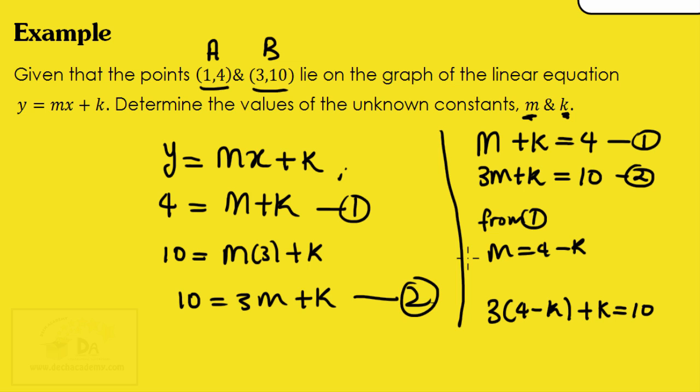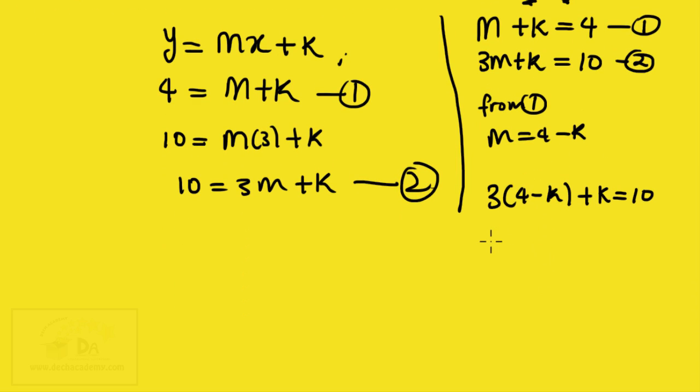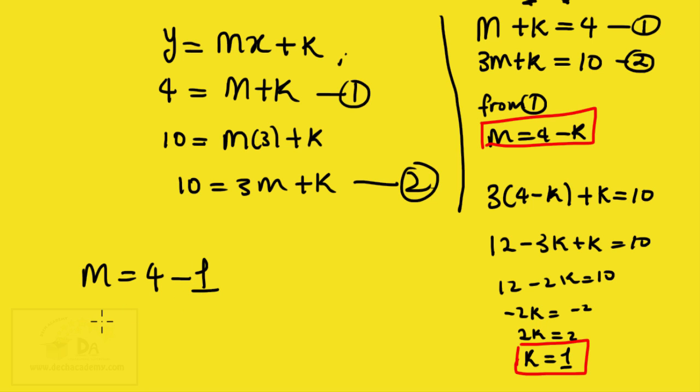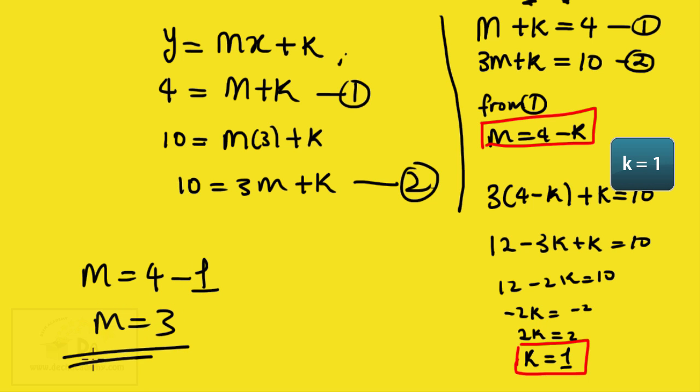Simplifying this gives 12 minus 3k plus k equals 10. This gives 12 minus 2k equals 10. This gives minus 2k equals 10 minus 12, which is minus 2. So I just subtracted 12 from both sides. And this gives 2k equals 2 if you multiply through by minus 1. And this gives k equals 1. So now I know that k is 1, but I need to determine m. Well, m is 4 minus k. Therefore, m is 4 minus, what's k? k is 1. The numerical value of k is 1. So m is 3. And we're done.